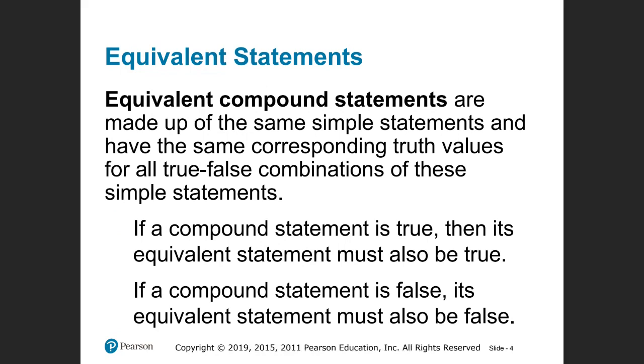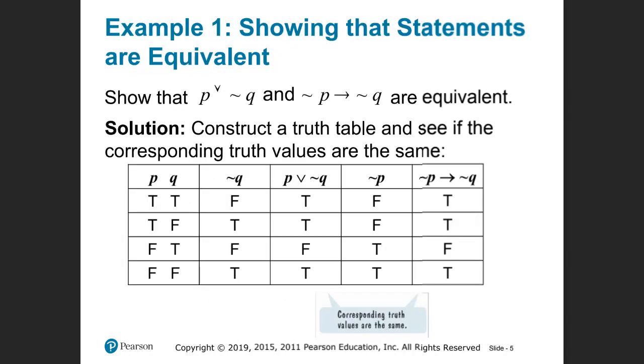Equivalent compound statements are made up of the same simple statements and have the same corresponding truth values for all true-false combinations of these simple statements. If a compound statement is true, then its equivalent statement must also be true. The same goes if it's false. If a compound statement is false, its equivalent statement must also be false. As we go further into this section, you might want to recall the table on page 141 of your book that gives the definitions of symbolic logic.